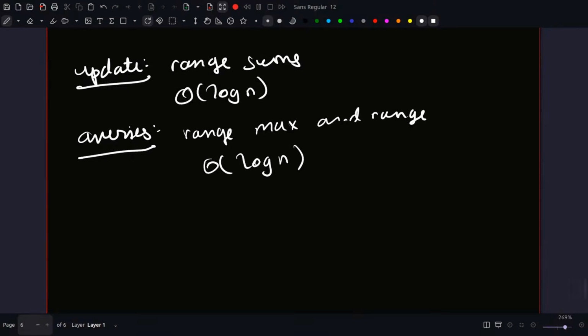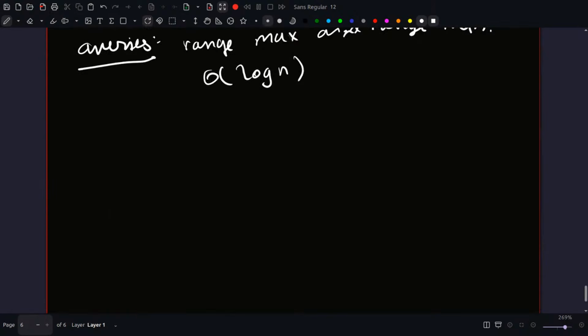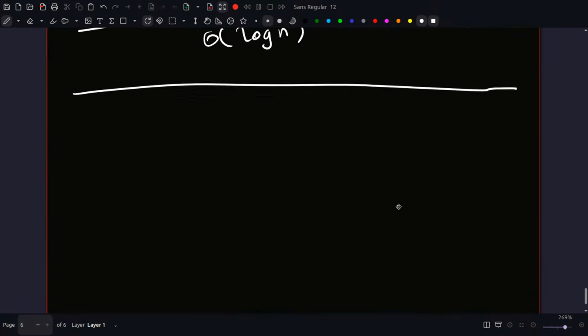types of questions. Okay, so our updates are range sums, and our queries are going to be range max and range min. So how do we solve this? How do we use this idea? This is our prerequisite. Let's get into the actual question.